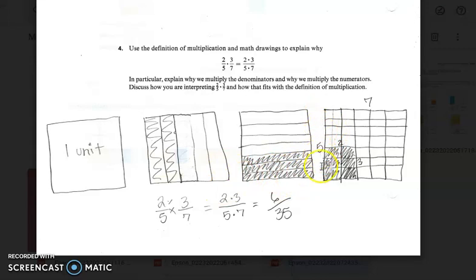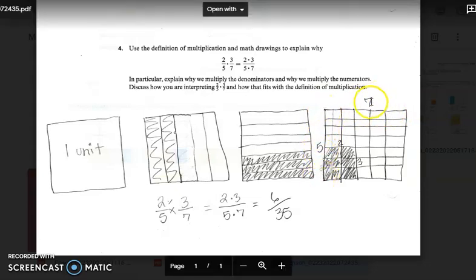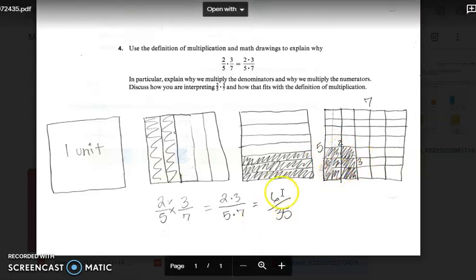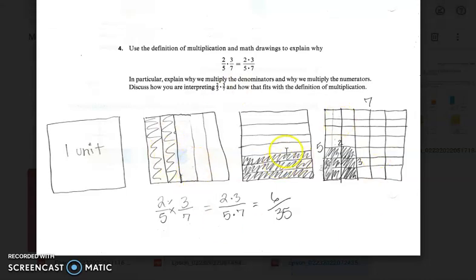And so if you look here, I have our 5. Well, let's just flip-flop those around here. Here we have 5 up on top would have been here. And then here would have been our 7. So that gives us our denominator of 35. And then if you look here in our little shaded spot, we have 2 times 3, which gives us our 6. So that is how you use multiplication and math drawings to explain our 2 times 3 over 5 times 7.